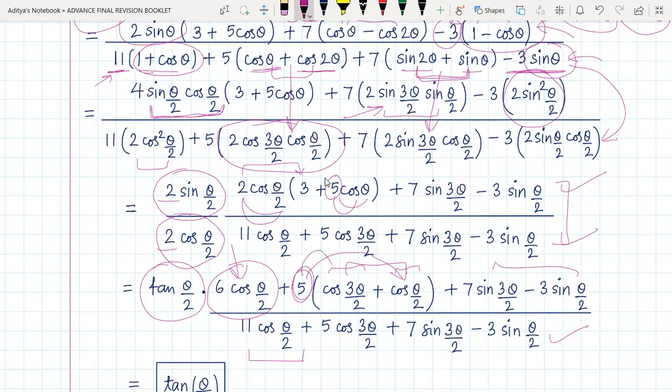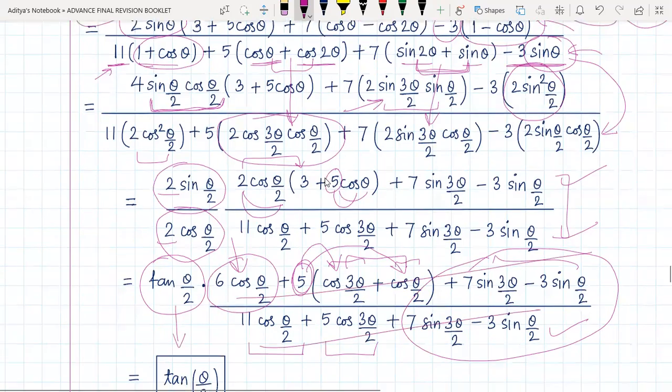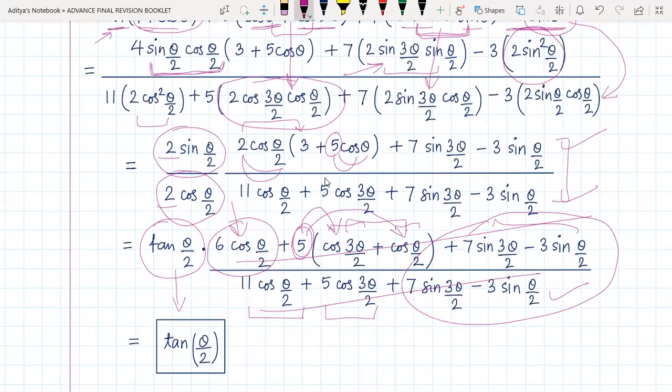And 5 will be multiplied by cos 3 theta by 2. So that term is also present in the denominator. Remaining terms are anyway identical. So you understand, numerator and denominator has now become identical after simplifying. So this gets cancelled out. So we are only left with the expression tan theta by 2, which is our final answer.